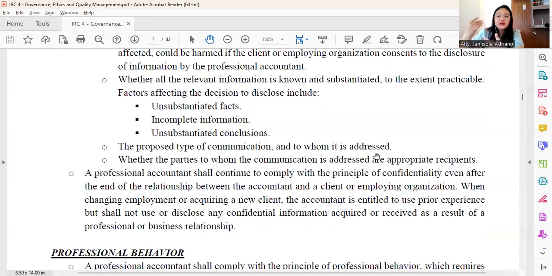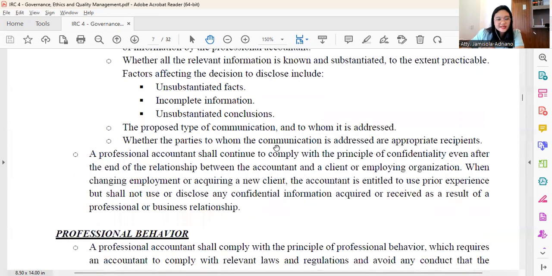But if the addressee or the recipient of the information has no authority to ask for such information, then you might want to decline. And whether the parties to whom the communication is addressed are appropriate recipients.